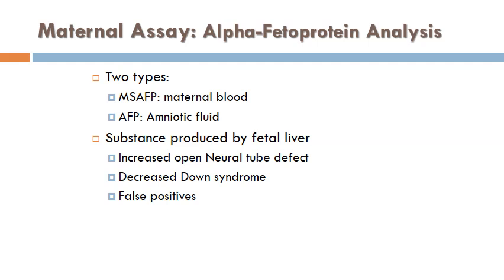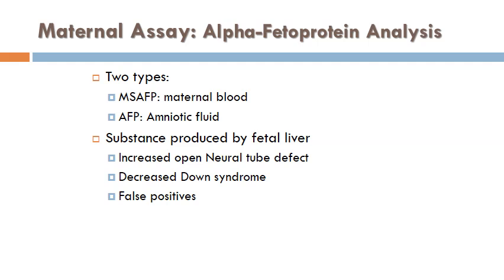So when it's in the blood, it's called the MSAFP, or maternal serum alpha-fetoprotein, and when it's in the amniotic fluid, it's just the alpha-fetoprotein. But alpha-fetoprotein is actually a substance produced by the fetal liver. If the results come back high, it's linked to neural tube defects. If it comes back low, it can be linked to chromosomal issues or Downs.